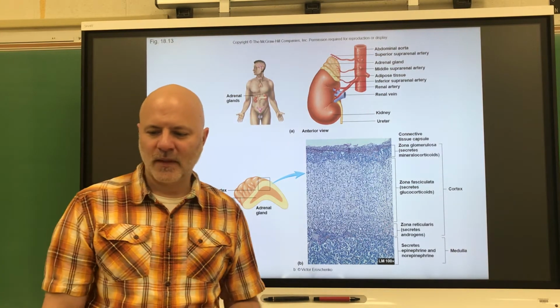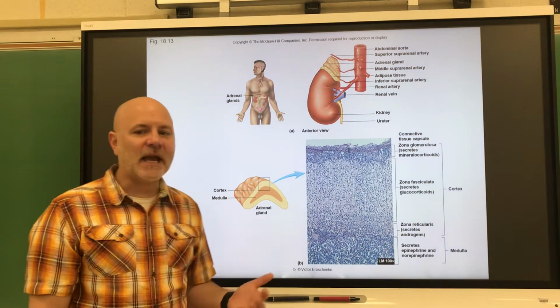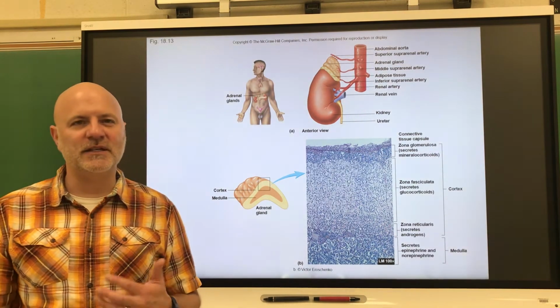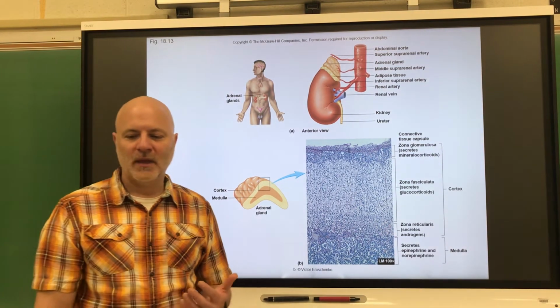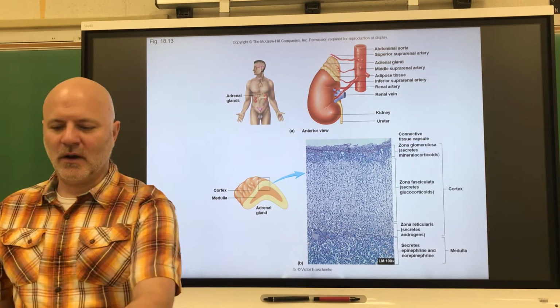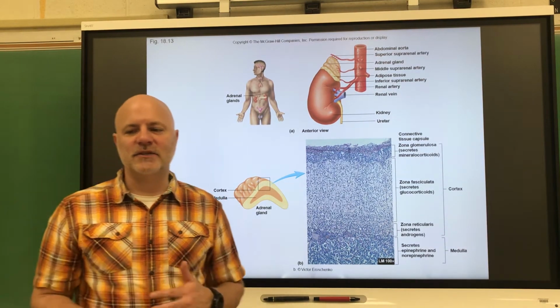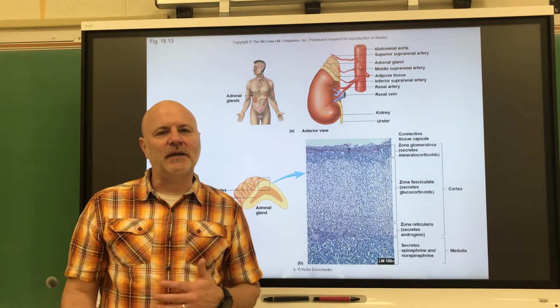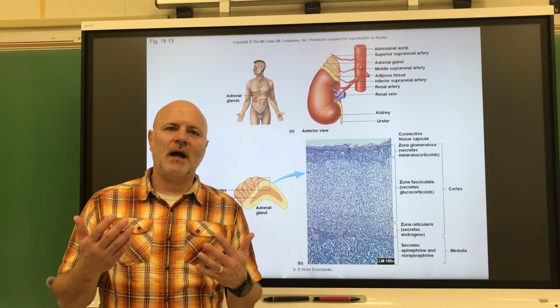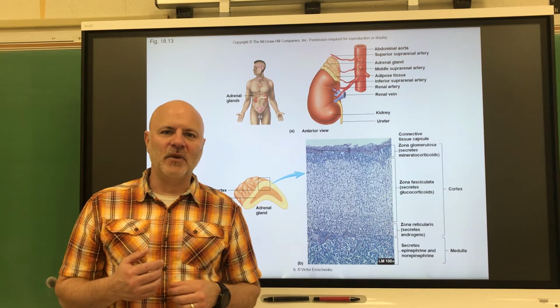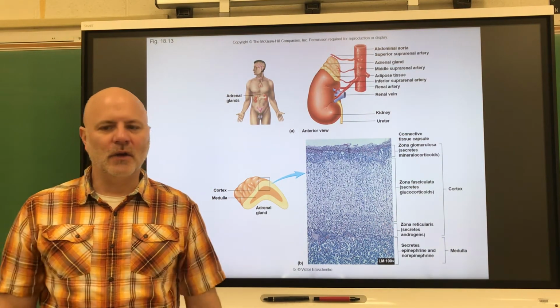All right. Next, an antagonist to aldosterone is atrial natriuretic hormone. This is secreted by the heart when our blood pressure rises. What it does is it inhibits the secretion of renin and aldosterone. So by inhibiting their secretion, hopefully we lower our blood pressure.